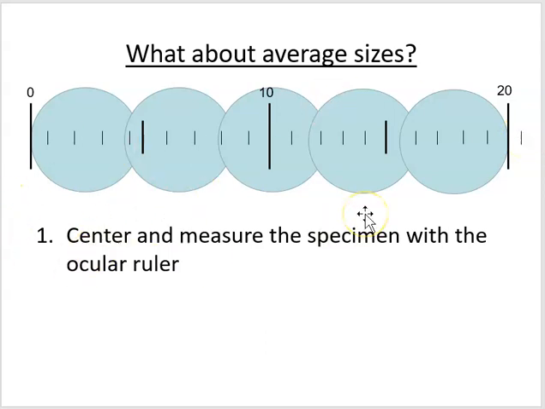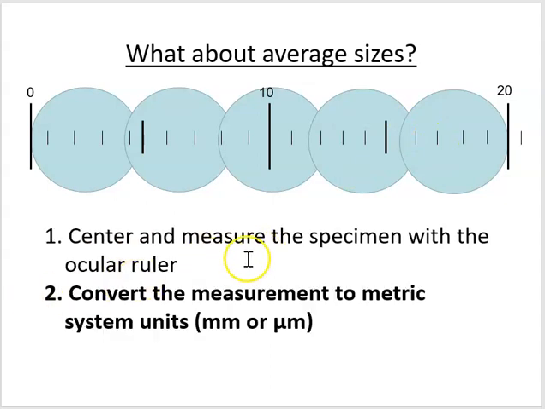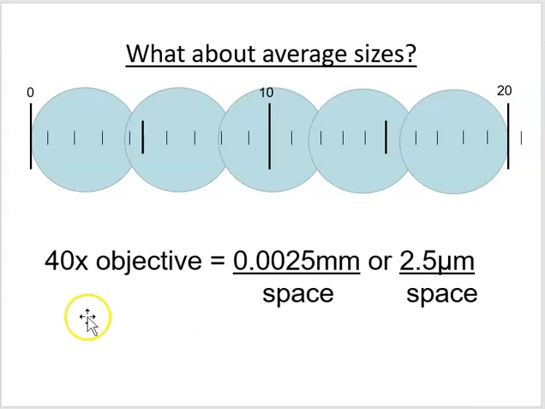You center and measure your specimen with your ocular ruler right there. And you go in and look at this and say, okay, this goes from 0 to 20, and I've got 1, 2, 3, 4, 5 cells right there. So you come in and you center and measure your specimen, and then the second thing, we do the conversion. We take that measurement into our metric system units. And with that 40x objective, we've got these two conversion factors that we can use.